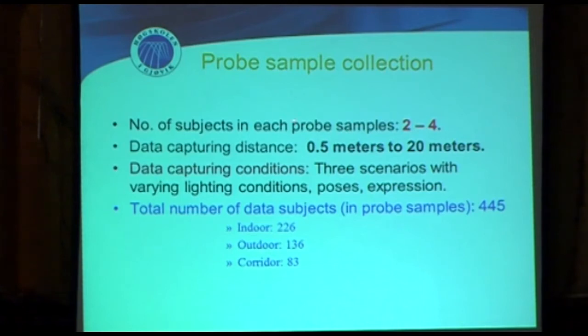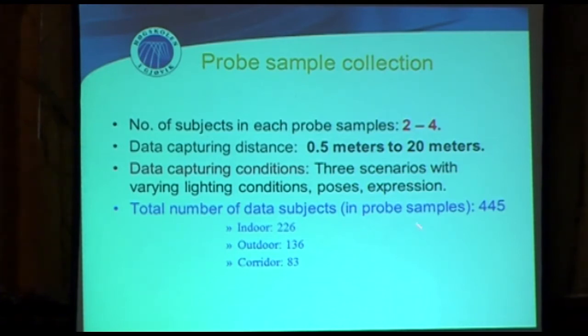For the probe data collection, since we are interested in identifying more than one person at a time, each probe sample has between 2 to 4 subjects. Each of these subjects is scattered at a distance between 0.5 meters and 20 meters, so we can investigate the performance of the light field camera even with distance. While capturing data, we did not have any additional restrictions. We allowed variable poses, variable expressions, and also variable light conditions.